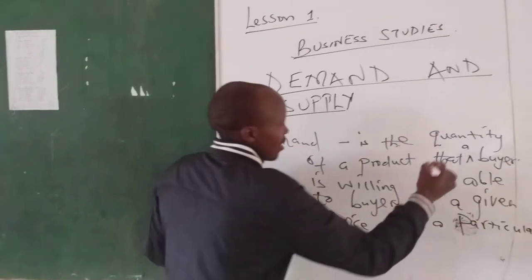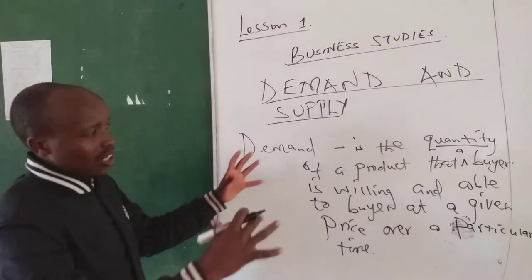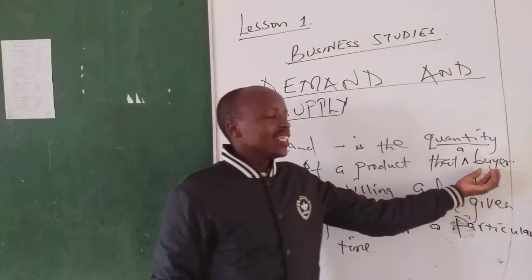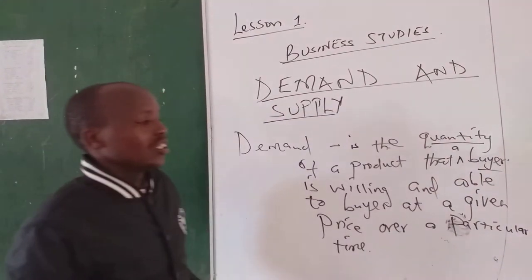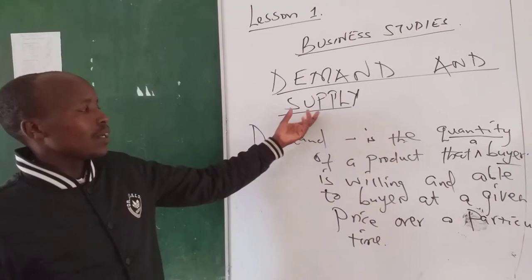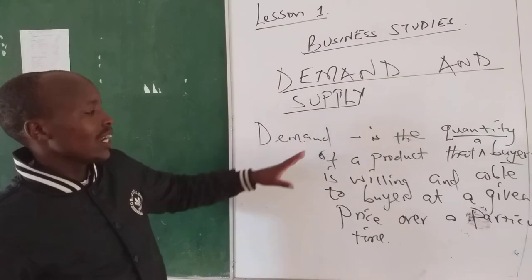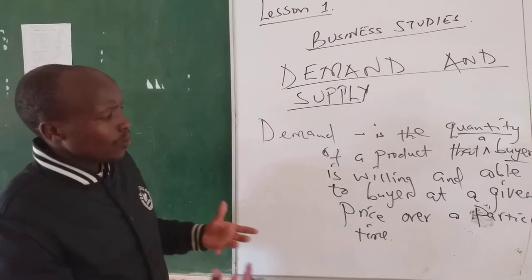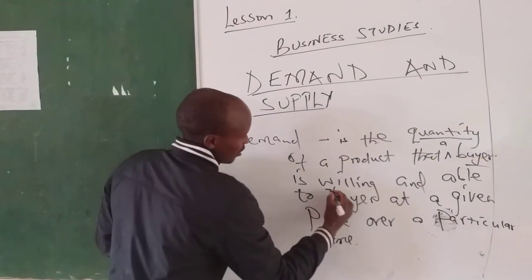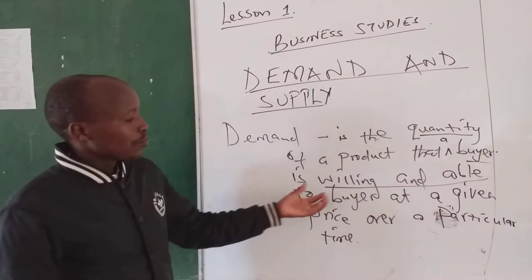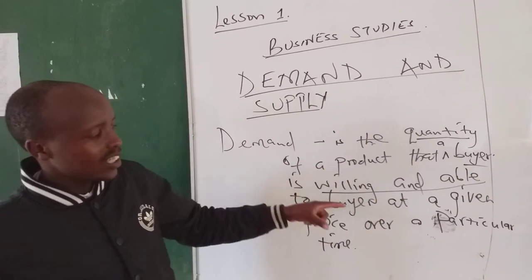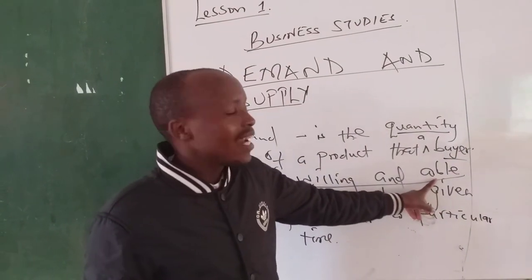One of them is quantity. We are talking of the amount. Then, of course, the person who is involved here is the buyer. That is what will distinguish between demand and supply, because when we look at supply later on, that one will deal with the seller. But demand is what the buyer is demanding. We also have two keywords here: willing and able. Willing in that the buyer has some interest. He wants that commodity. Able means that this buyer has money.